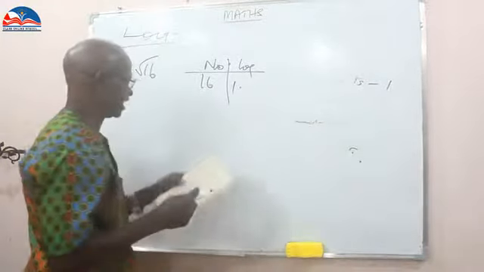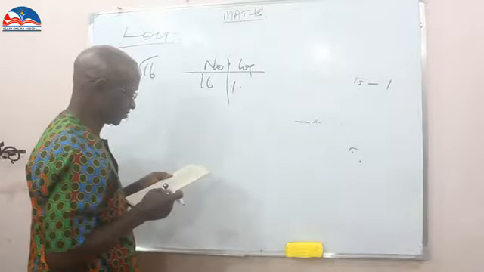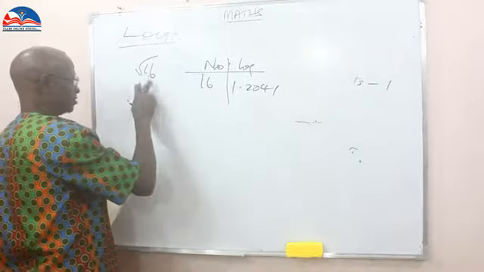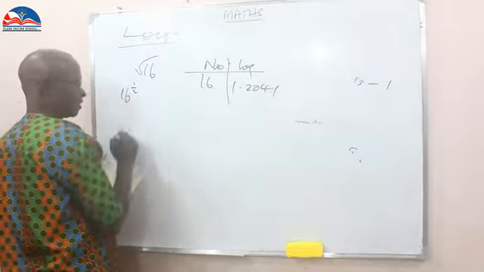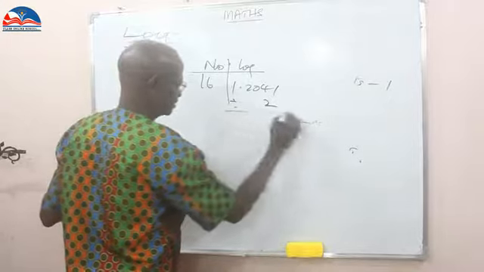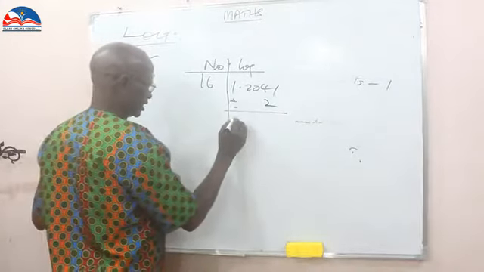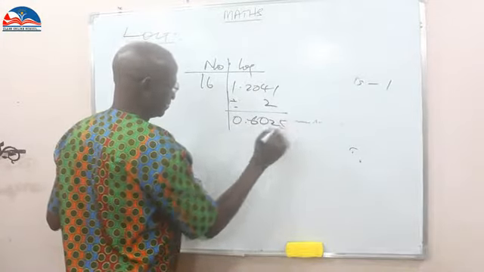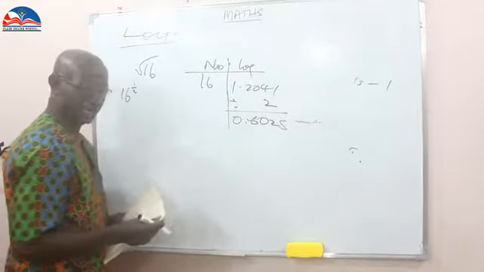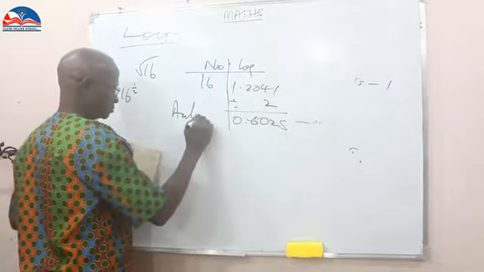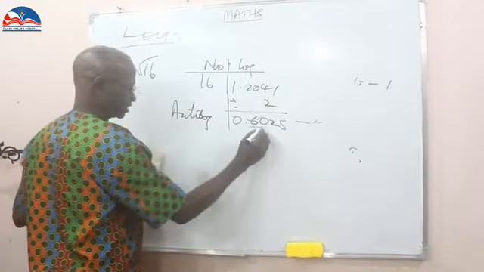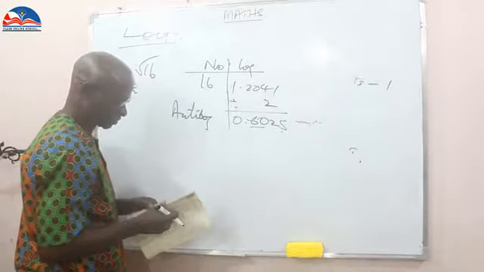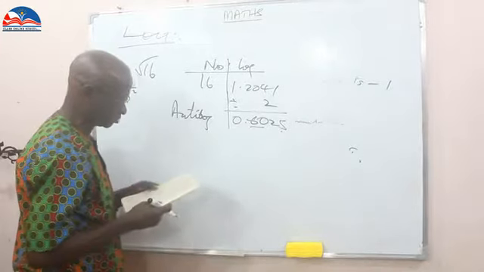I'm looking for 16 under 0. 16 under 0 gives me 2041. And because I'm looking for square root, it is just the same as 16 to power half. So I'm going to divide it by 2. 2 into 2 goes 1, 2 into 0 is 0, 2 into 4 is 2, and that's 1.0205. Then I take the anti-log. Anti-log of 60 under 2.